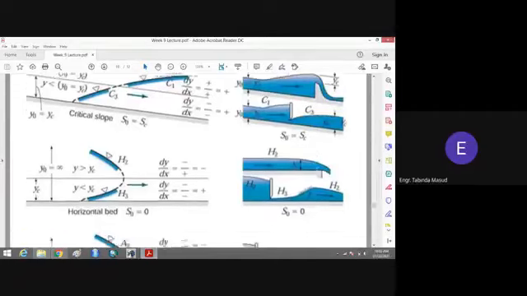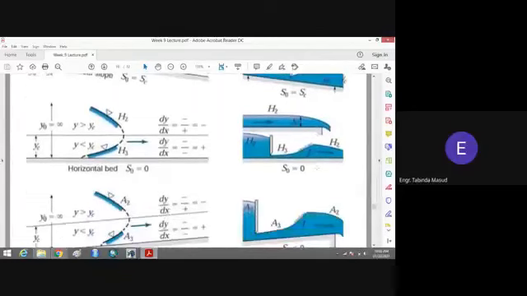Okay, now comes the horizontal slope. For horizontal slope, we say that this is the horizontal bed where S naught is equal to 0. If S naught is equal to 0, then according to the Manning equation, Y naught is also equal to 0. Okay, Y naught is also equal to 0. And what will happen if Y naught is equal to 0? It means that, if S naught is equal to 0, then Y naught will be at infinity according to the Manning equation.